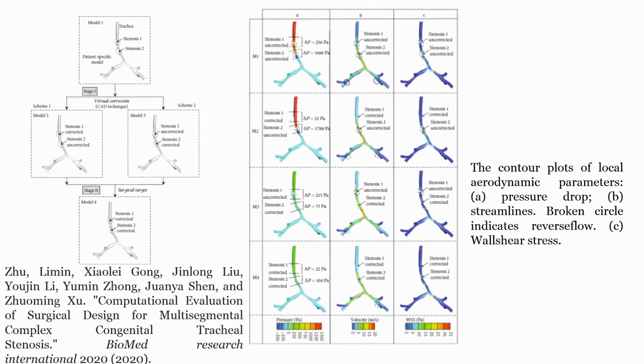becomes important here. As you can see, this was the initial model. They performed a CAD and then used CFD to understand the fluid flow. What if you correct this first segment first and leave the second one uncorrected? What if it is vice versa, that is, the first one is not corrected and the second one is corrected? This is something critical.